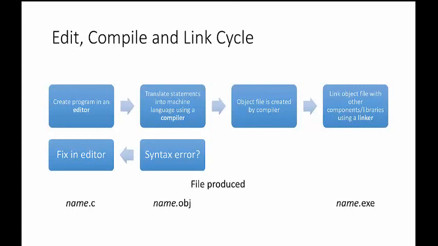If you have any syntax error, your compiler will identify it during the second step, which is translating your statements into machine language. Then, you have to go back to your program and find out the errors. Some compilers will tell you where the errors are to help you in changing your program. Your files produced will be, for example, name.c. Name stands for your file name. It can be any file name. Then name.obj, the object file, and name.exe, your executable file.